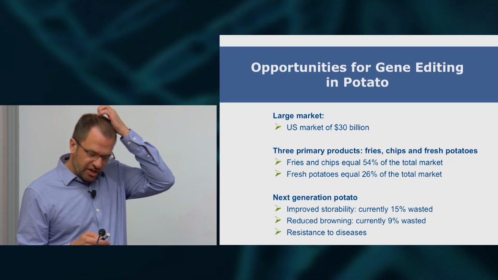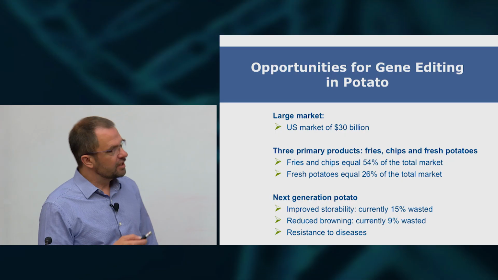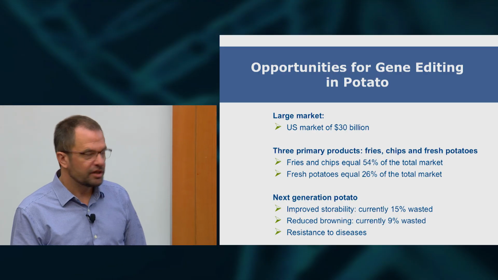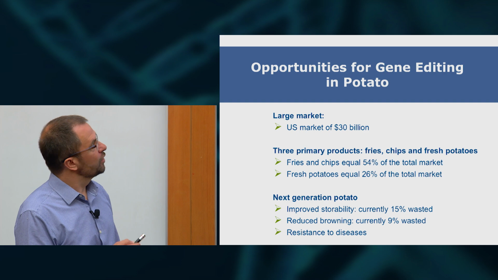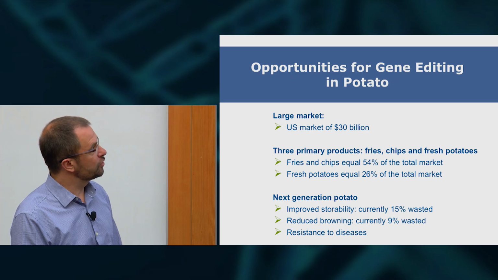So I want to give another example in potato. Again, the application of end joining, non-homologous end joining, to improve what is actually a very important commodity crop in the United States, amounting to $30 or so billion, principally used for French fries and potato chips, or sold, of course, in the grocery stores as well.